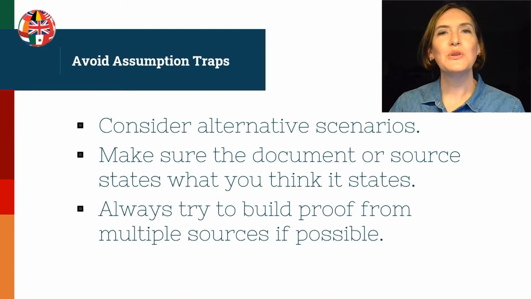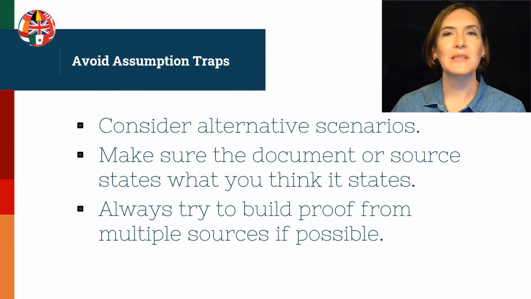So in order to avoid assumption traps, we need to consider alternative scenarios. We need to make sure the document or source states what we think that it states. And we always need to try to build proof from multiple sources if possible.